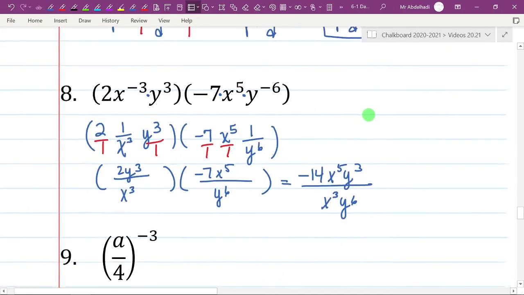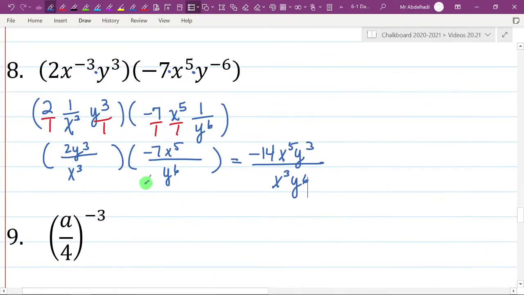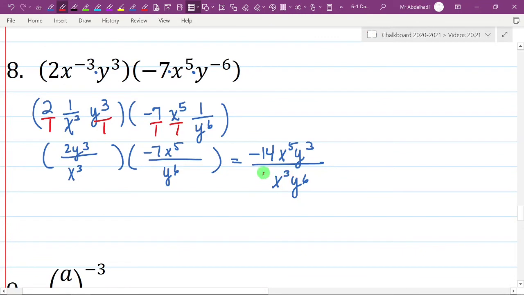So you're not done because this thing is not simplified. There's no coefficient here, but it's a 1, right? So you have negative 14 over 1. Can you reduce that? Not really. It's already over 1. But you have x to the fifth over x to the third. You can subtract the powers there, right? Like we did above. And here you have y to the third divided by y to the sixth. You can also subtract the powers here.